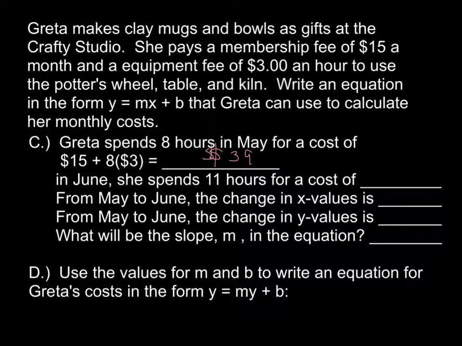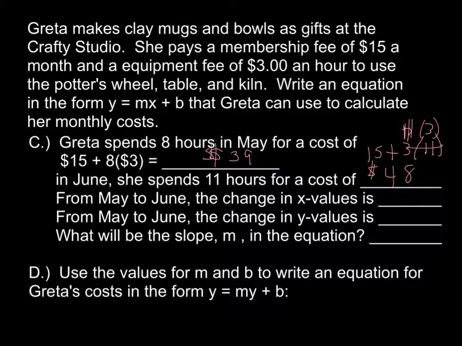In June, she spends 11 hours for a cost of... Well, it may take a minute there. 33. That'd be the 15 plus 3 times 11. Or, sorry, it should be 11 times 3, the way they've written it, which would give you a total of $48. Very good.